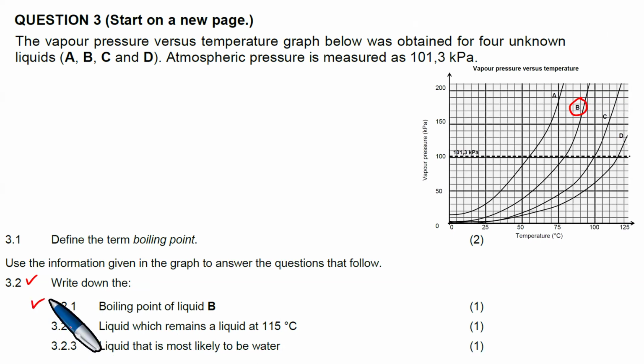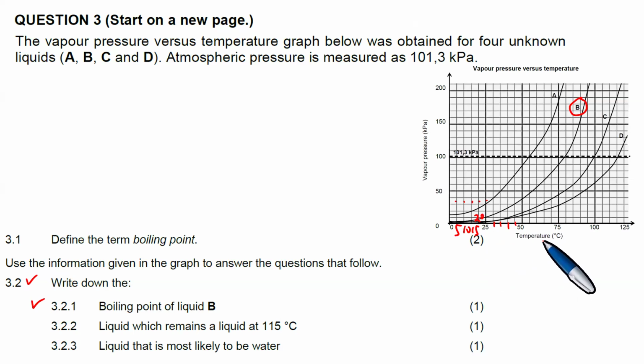So we're looking at 3.2.1, the boiling point of liquid B. Liquid B, you can see its graph is like this, and it is an increasing graph. On the axis, this one is 25. So it goes 5, then 10, then 15, then 20, then 25. It's in steps of 5.